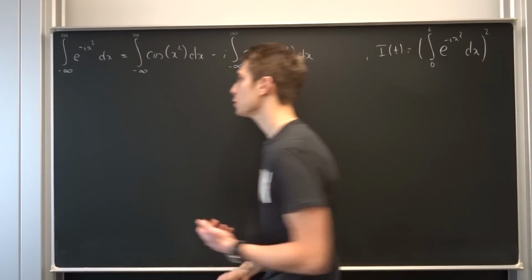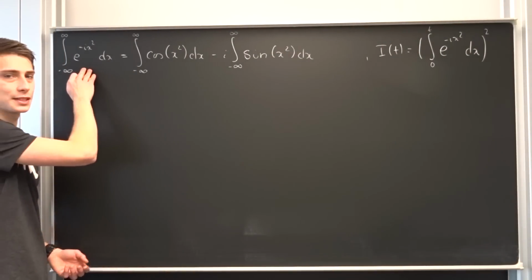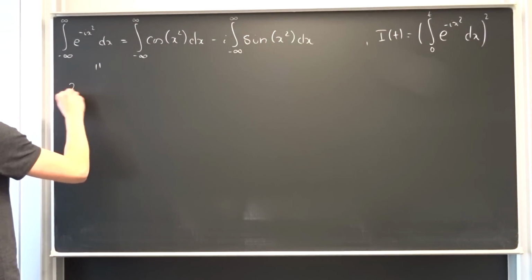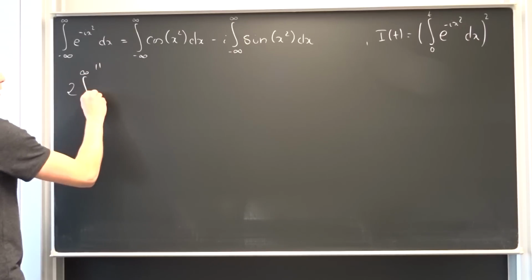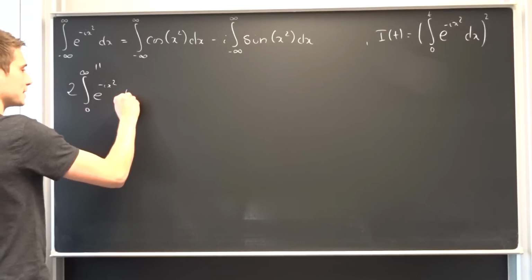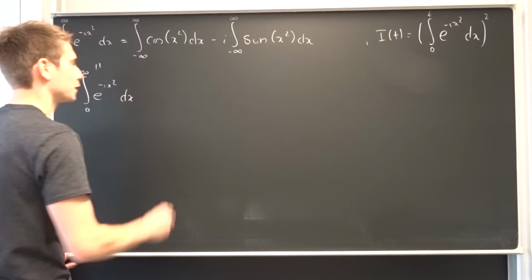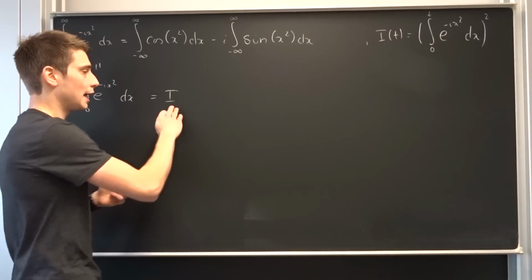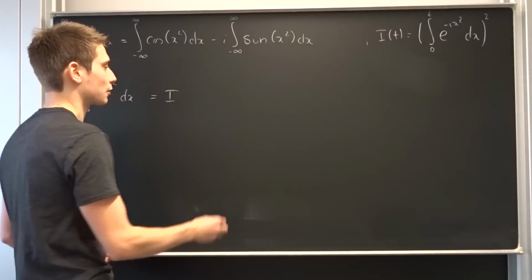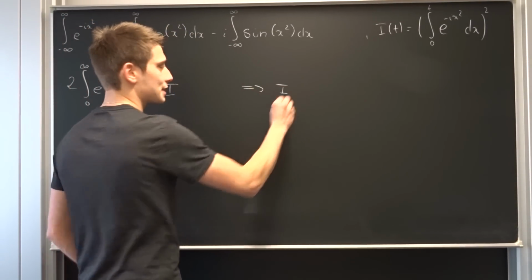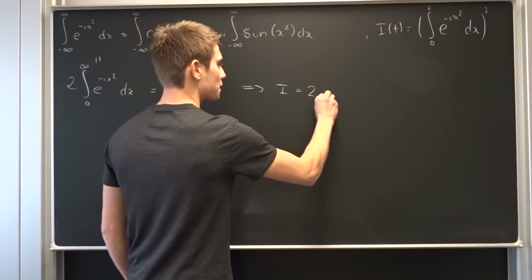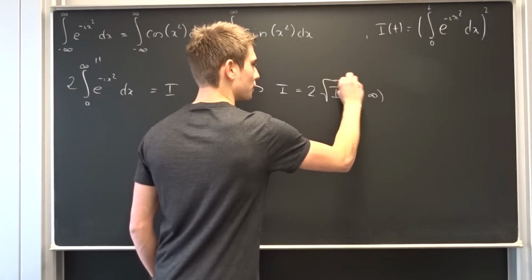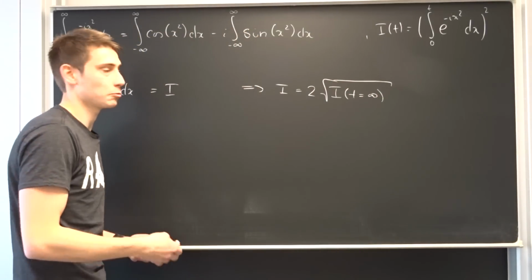If you take a closer look, you might see that this is an even integrand. So what we can do, we can rewrite this as follows. So this integral is nothing else than 2 times the integral from 0 to infinity of e to the minus i x squared times dx. And now you might see what I'm talking about. Let's call this guy just I. Okay, so how can we write I in terms of it? Okay, so let's conclude. You might see that I equals 2 times the square root of I in terms of t equals infinity. Okay, I hope you guys see why this is true.